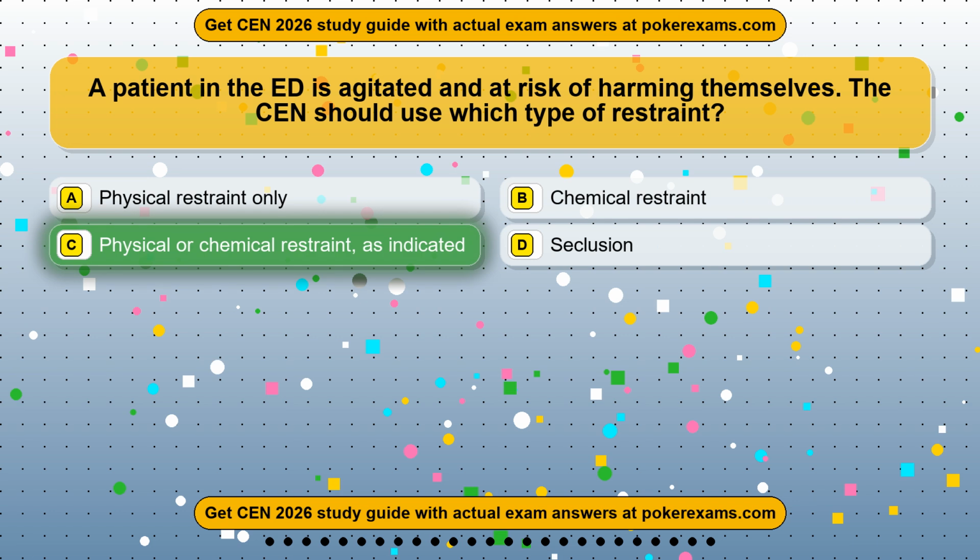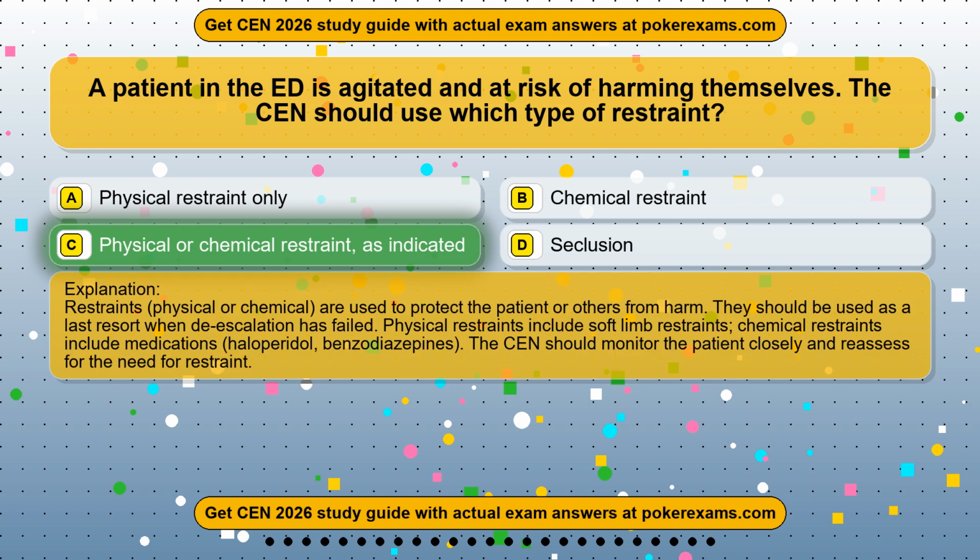Physical or chemical restraint, as indicated. Restraints, physical or chemical, are used to protect the patient or others from harm. They should be used as a last resort when de-escalation has failed. Physical restraints include soft limb restraints; chemical restraints include medications such as haloperidol and benzodiazepines. The CEN should monitor the patient closely and reassess for the need for restraint.